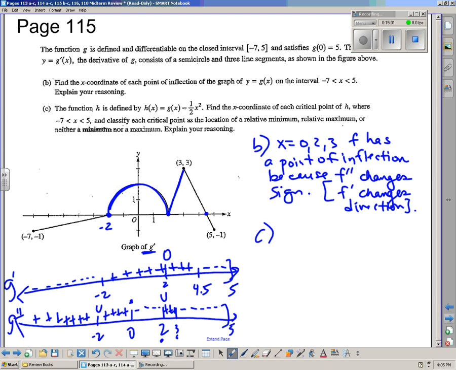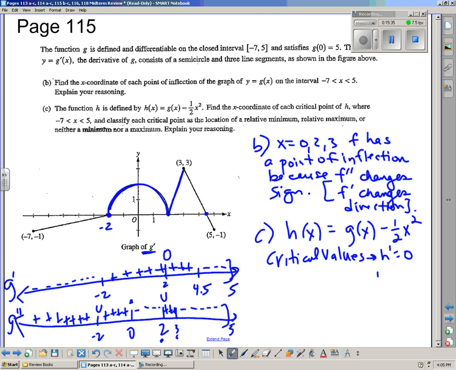It says the function h is defined to be h of x equals g of x minus 1/2 x squared. It says find the x coordinate of each critical point of h between -7 and 5, and classify each critical point as the location of a relative min, relative max, or neither a min nor a max. Explain your reasoning. H of x is g of x minus 1/2 x squared. So in order to find the critical values, I need to find out where the derivative, so critical values, are places where the derivative equals 0 or does not exist.